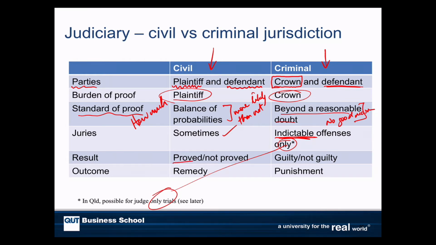What's the result from a civil case? Well, either the case is proved or not proved. Criminally, you're either guilty or not guilty. Notice, not guilty does not mean that you're innocent. It just means you couldn't show someone was guilty, okay, which is different. The outcome from a civil case is a remedy, to get people back to the position that they were in. The outcome from a criminal trial is punishment. So there's some important terminology and real differences in how court cases proceed civilly and criminally.